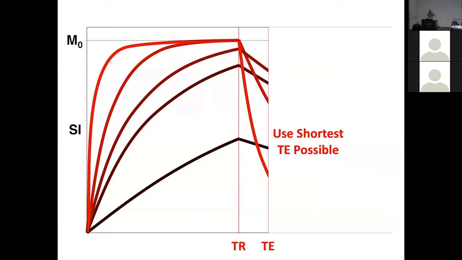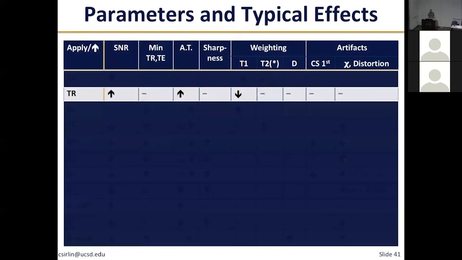So use the shortest TE possible when you're trying to do gadolinium-enhanced imaging as a general rule. Okay, that was gadolinium. Now let's look at repetition time.